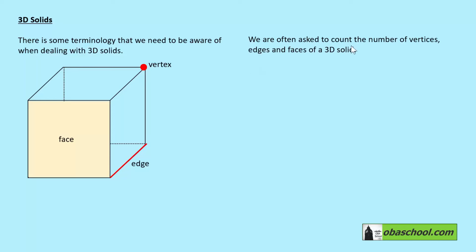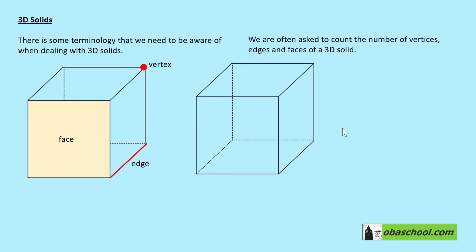We are often asked to count the number of vertices, edges and faces of a 3D solid. So let's consider the cube again. We know this is a vertex and we can see other vertices here. And if we count them, we find that there are 8 vertices.